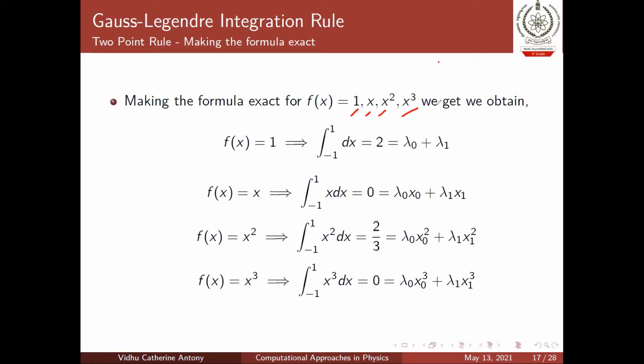Why do you do that? Because you need to compute 4 variables. You need four equations to compute the 4 unknown variables. Therefore, you take it up to x power 3. Okay, 4 minus 1, 3.